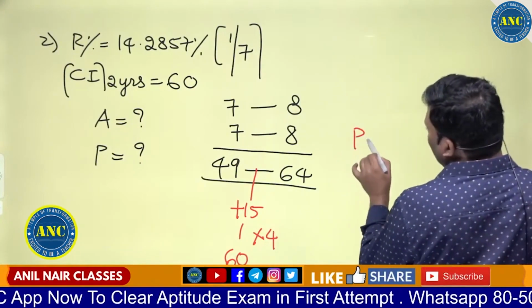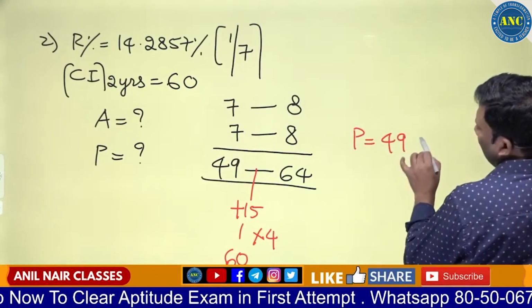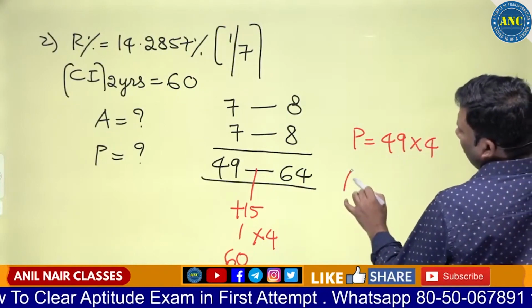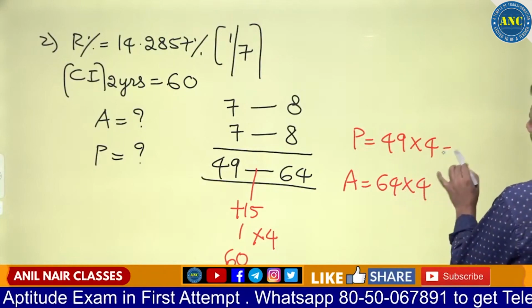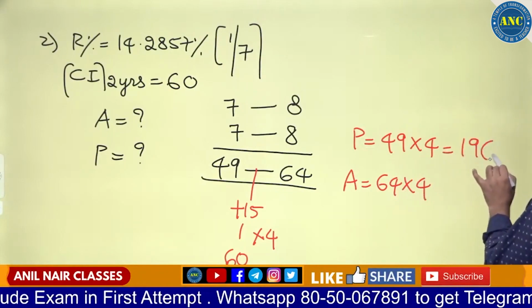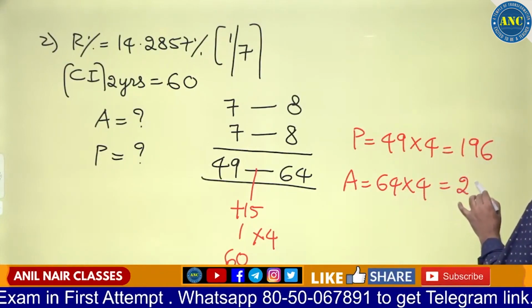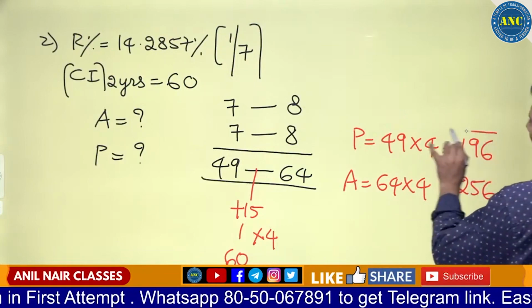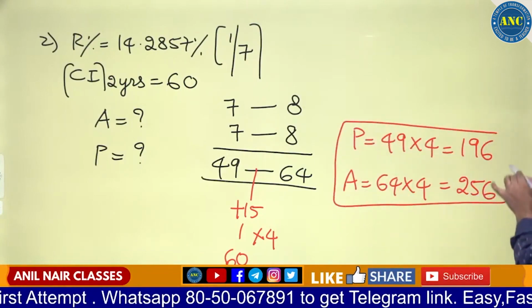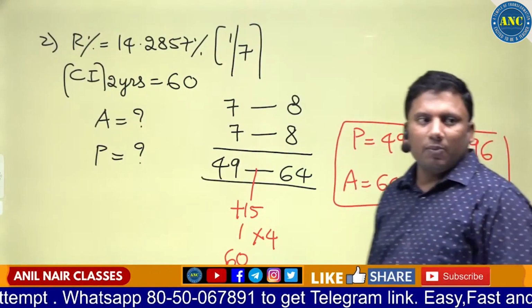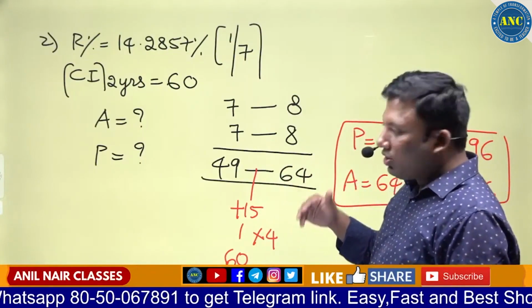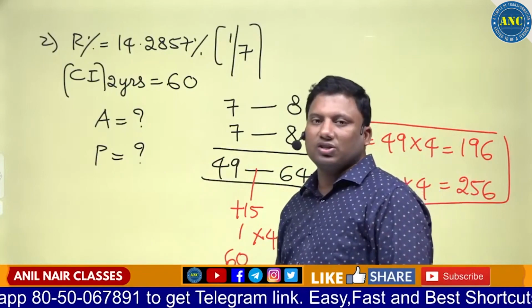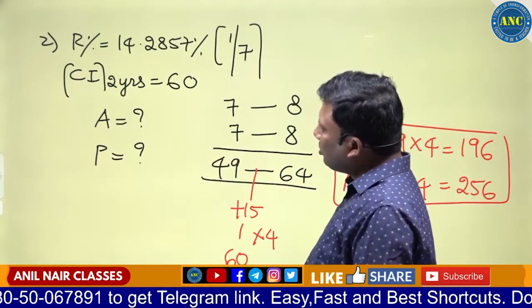So principal is 49 into 4. Amount is 64 into 4. Such an easy way to solve without even doing it. Principal is 196. Amount is 256. Very, very easy way to solve. Slowly we will do the variations.